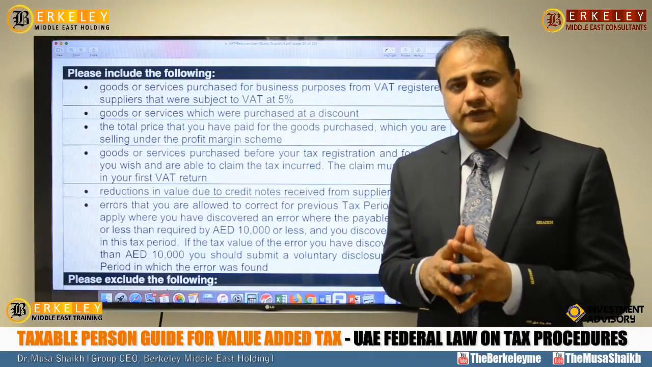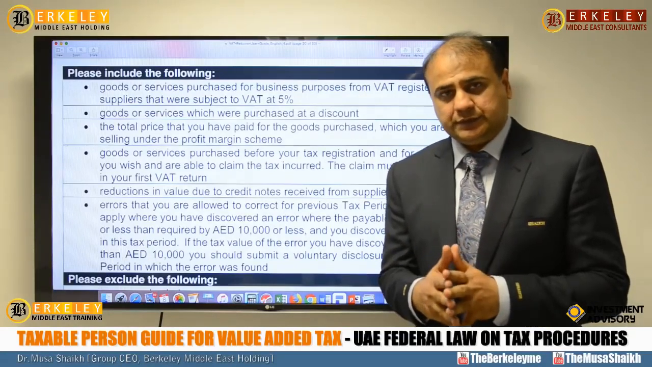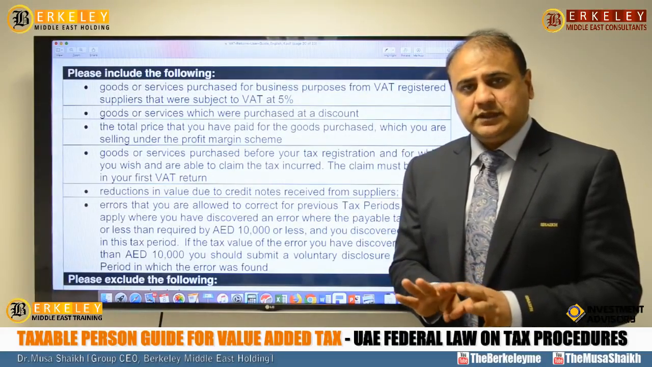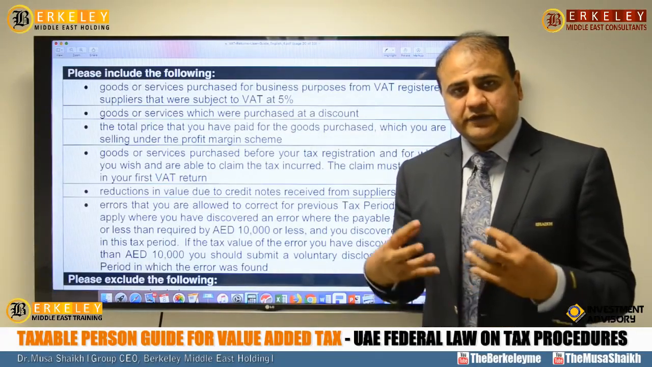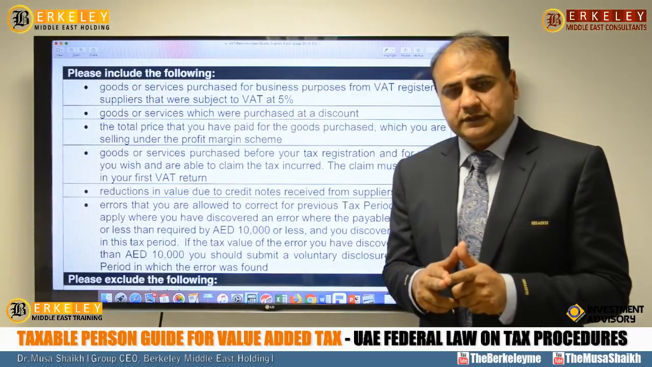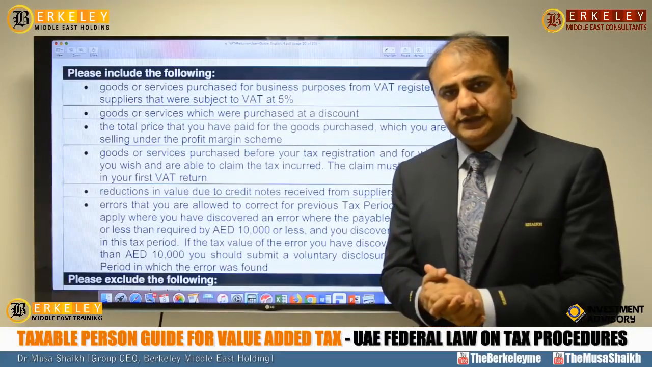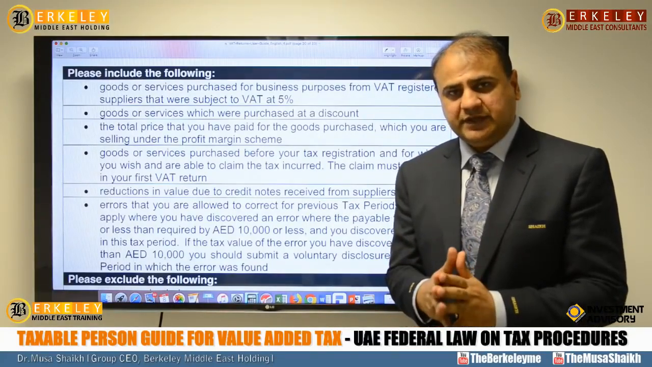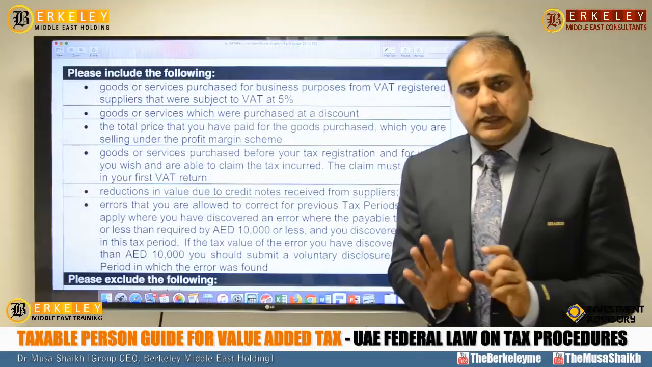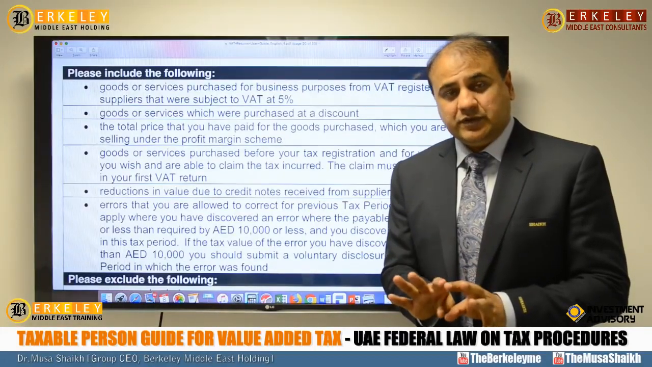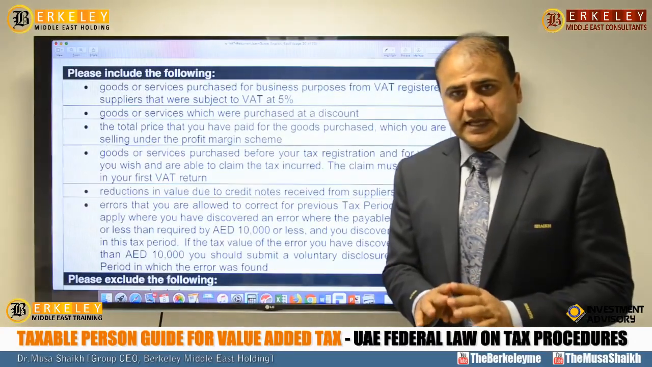Anything you bought for business purposes and you paid 5% on, you should include. Goods and services which you purchase on discounts. Total price that you have paid for goods which you are selling under a profit margin scheme. Those goods and services which were purchased before your tax registration and you intend to claim some refund. The only condition is it should be included in your first return. Any kind of reduction in the credit because of credit notes. Errors where you are allowed to adjust the previous tax periods.